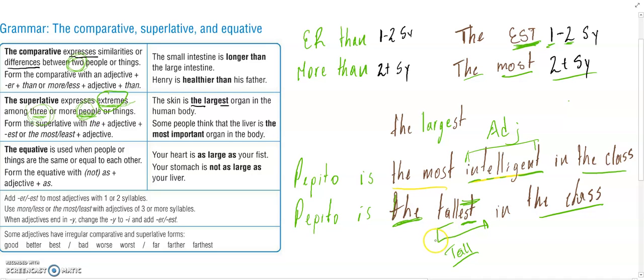Okay? So in that sense, we finished. The superlative is very similar to the rules of the comparative, as you can see. The thing is that we change these words, and in comparative we use these words here, right?